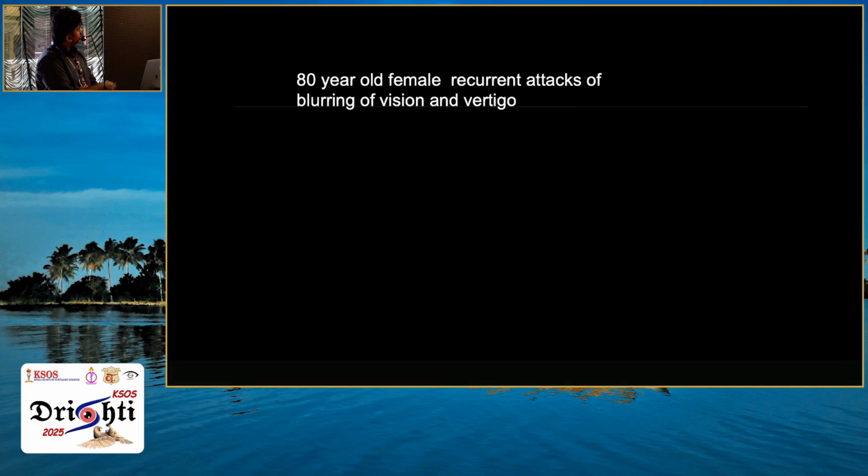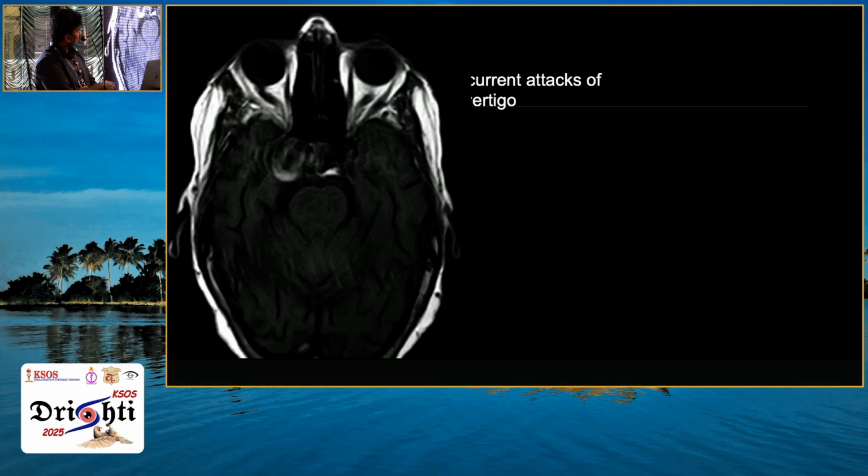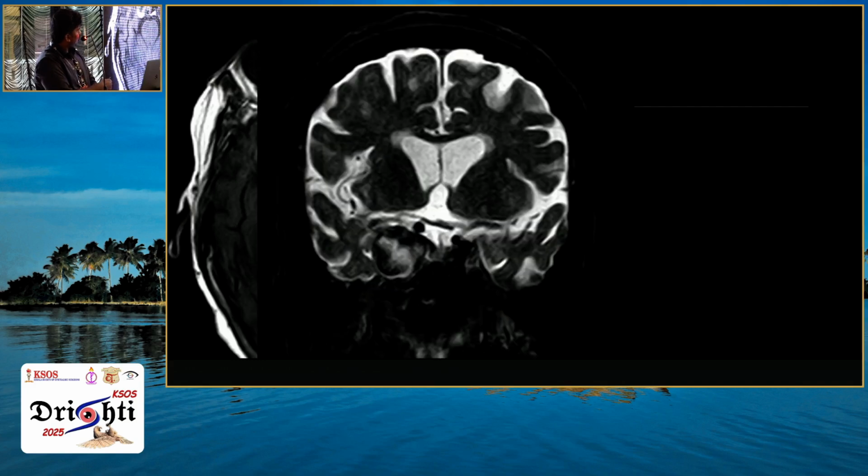Next, an 80-year-old female with recurrent attacks of blurring of vision and vertigo. You can see at the level of the cavernous sinuses, there is some asymmetrical mixed signal intensity lesion on the right side, and the same on the coronal images. At the level where we have to see the flow void of the ICA, we are not seeing any flow void here, but there is a large mixed signal intensity lesion.